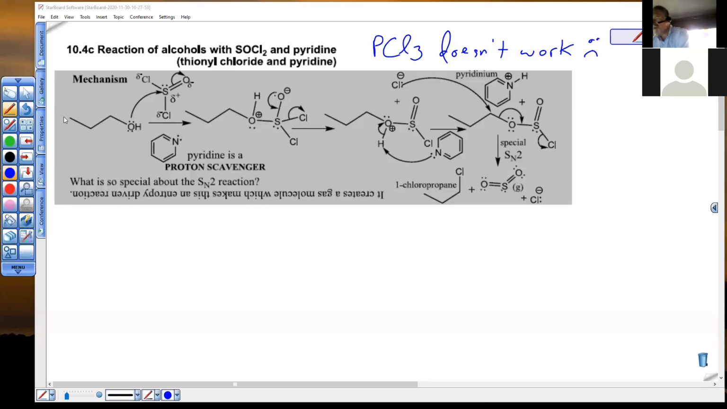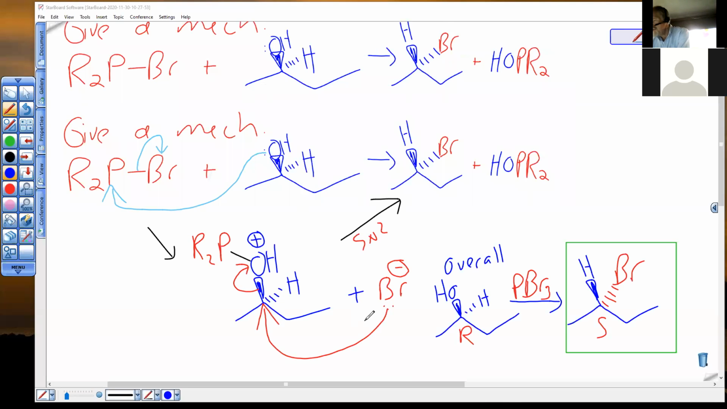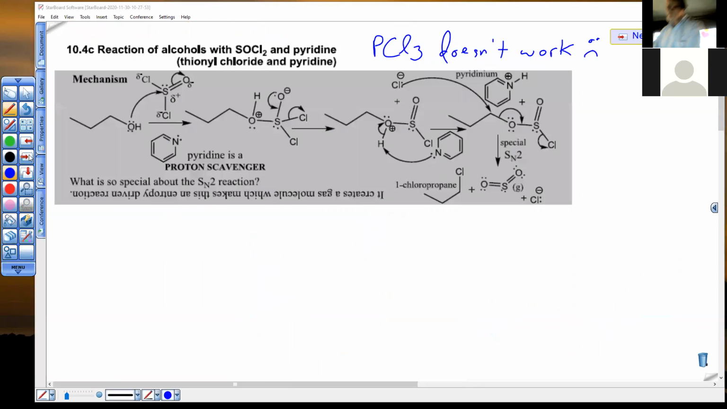For the PBr3 reaction here, if we don't have a very good nucleophile, this reaction doesn't happen. And Cl minus does not cut it right here. So if this is Cl minus, the reaction stops here and you don't see anything of the alkyl chloride that you would want. So we need to change it up a little bit.